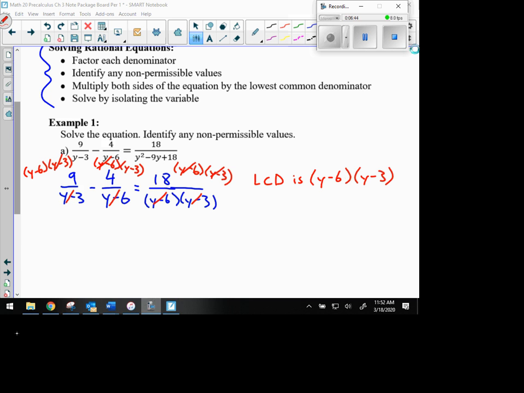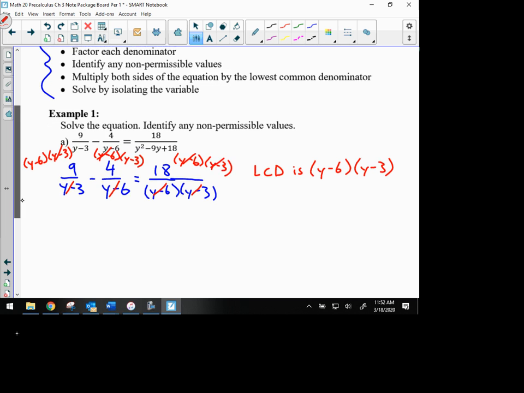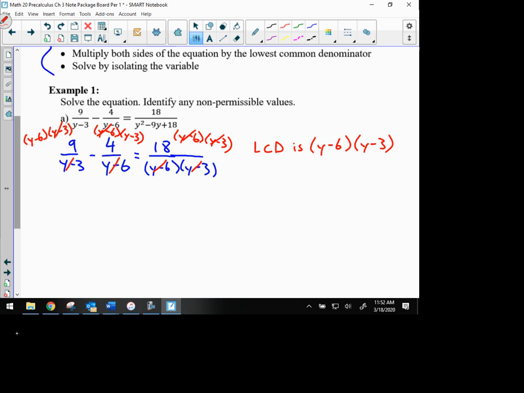So let's see what's left then in the next step. Once we've canceled those pieces out, we can see that we have a 9, the 9 that was in the numerator before, along with a y minus 6, because the y minus 3 canceled with the denominator, so we don't have a denominator anymore either.